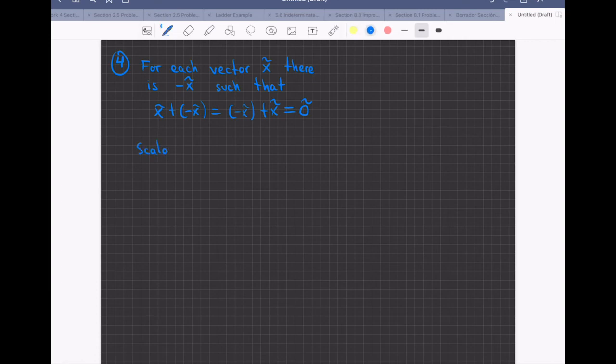Scalar multiplication properties. Number one, if you multiply A times B times the vector X, it's the same as AB and then times the vector X. A and B are real numbers.